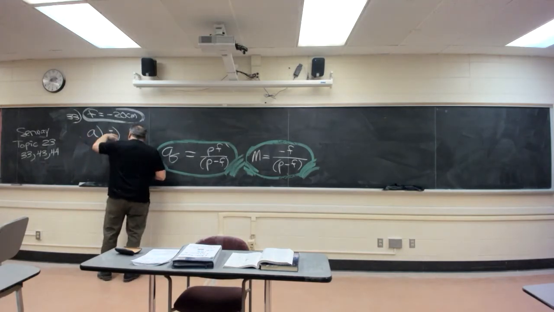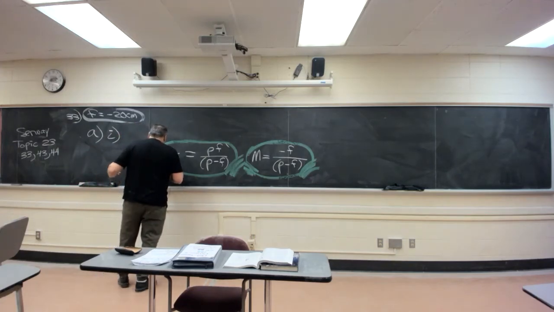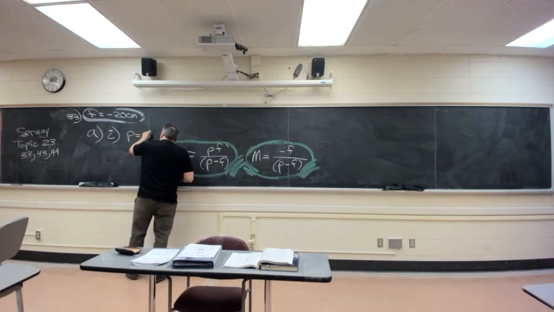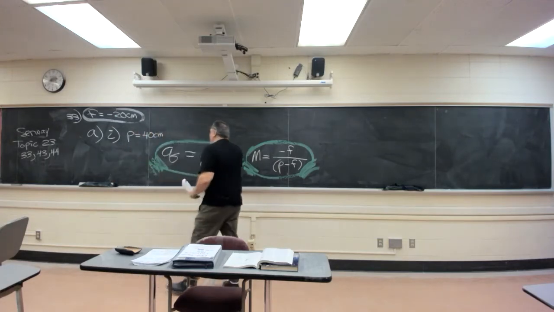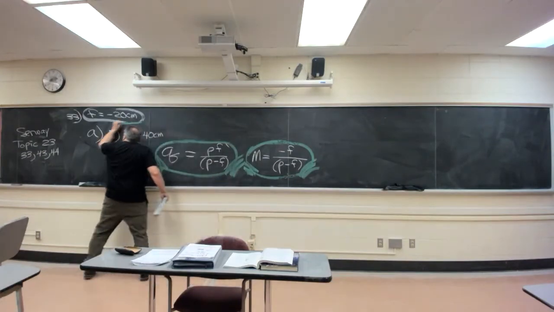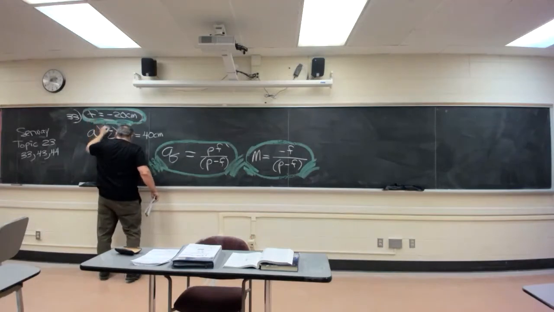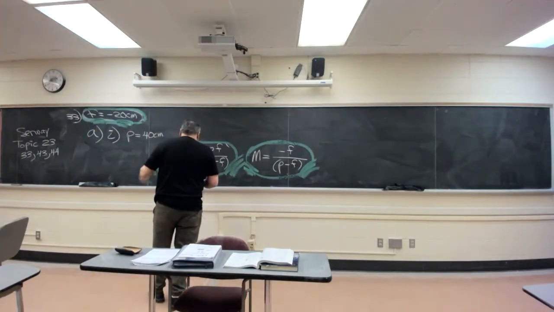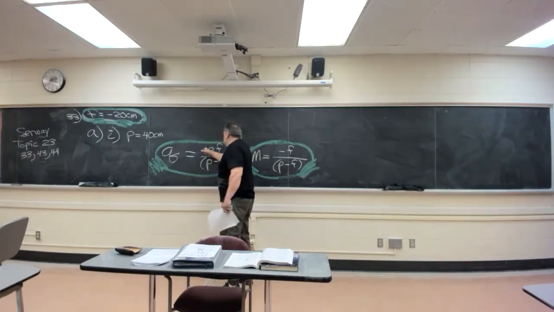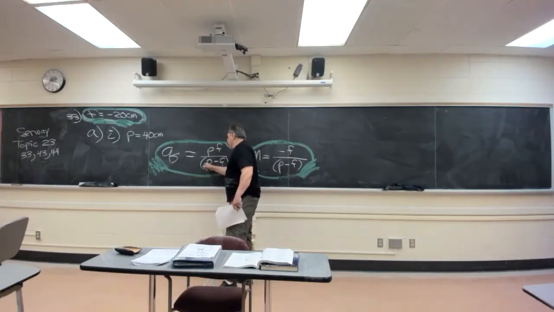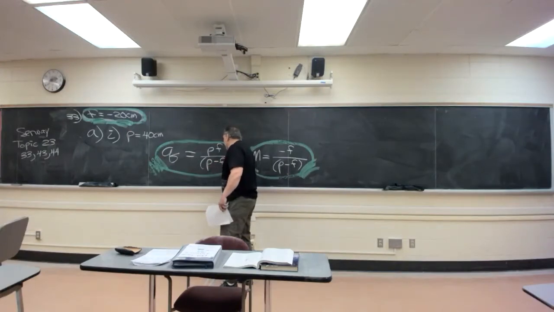Part A, associated with small Roman numeral 1, where the object distance is 40 centimeters. They told us this, let's deal with it. Plug this P right here. This is 40, this is negative 20. 40 times negative 20 is negative 800. P is 40, F is negative 20. 40 minus negative 20 is positive 60.